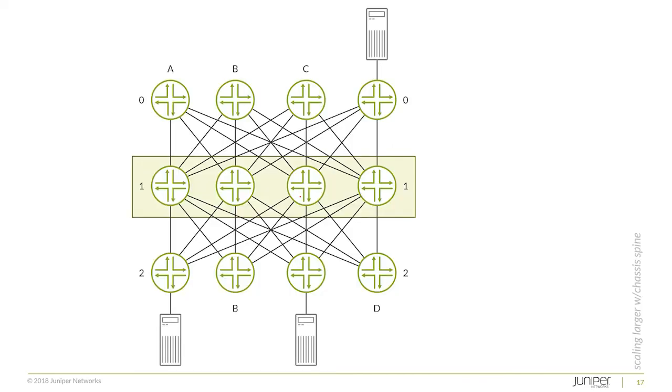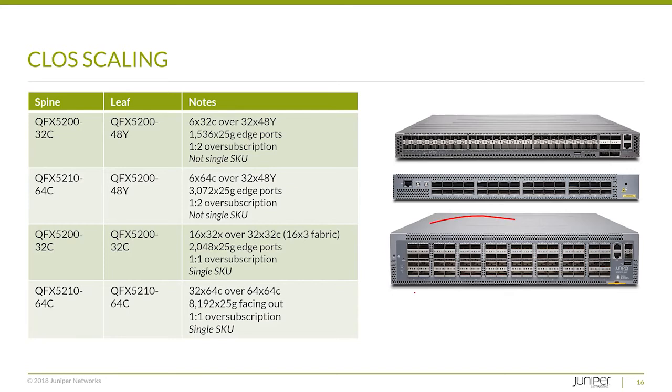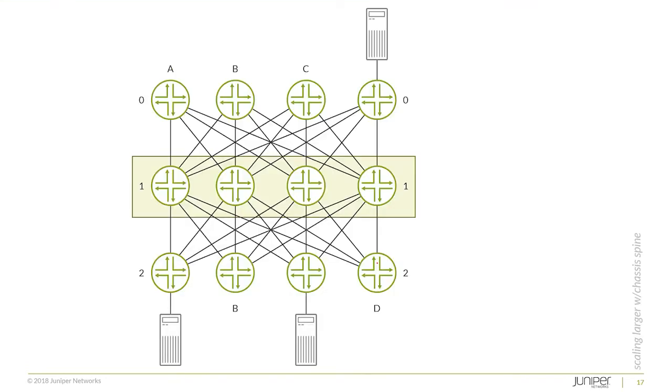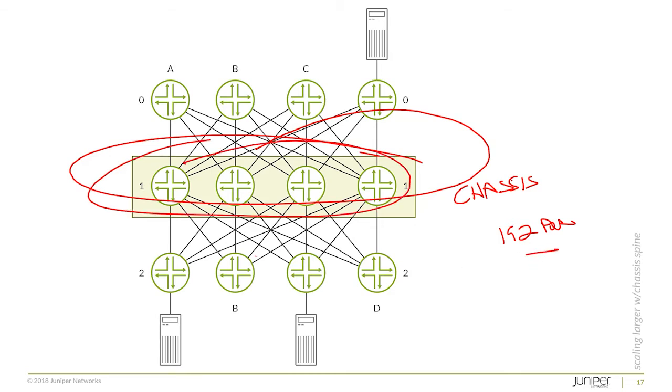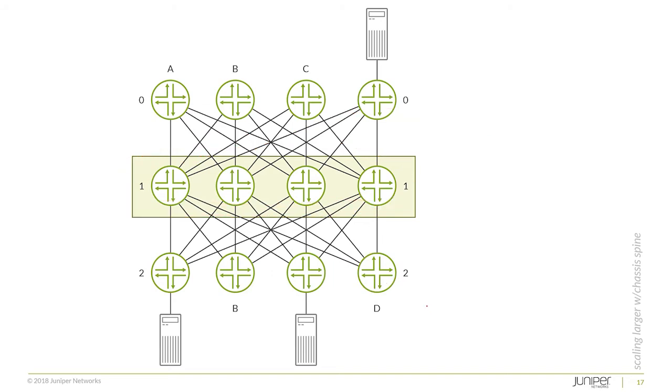Now what if I need something larger than like a 64C will give me? There's a couple of options here. One thing I can do is I can replace these spine boxes with a chassis device. This will give me, say, 192 ports or larger. That allows me to have only 4 spines, but it allows me to say if I had 192 ports on each one of those spines, I could have 192 leaf nodes, right? So this is one way that I could go about doing this.